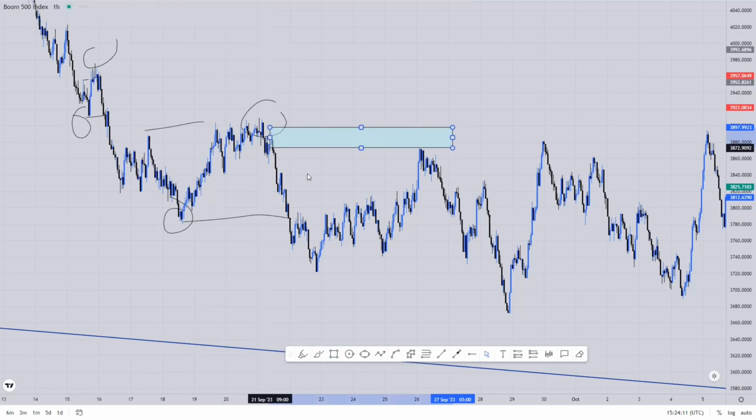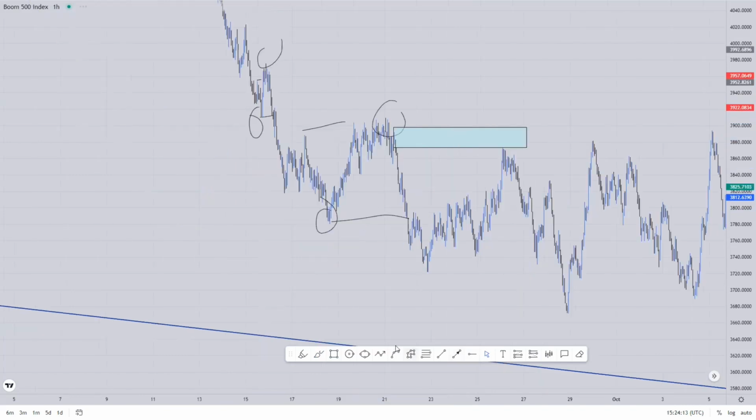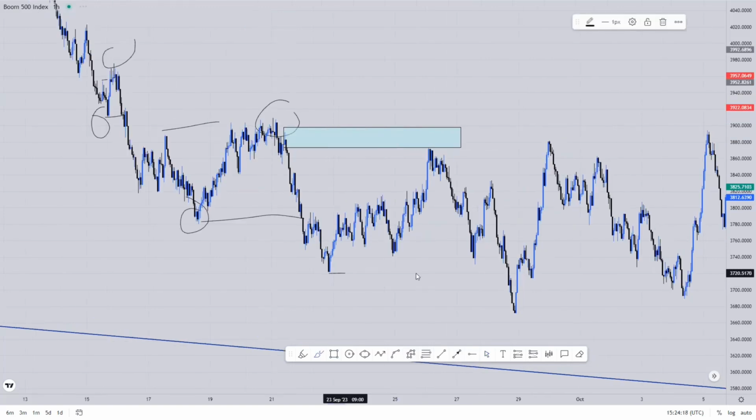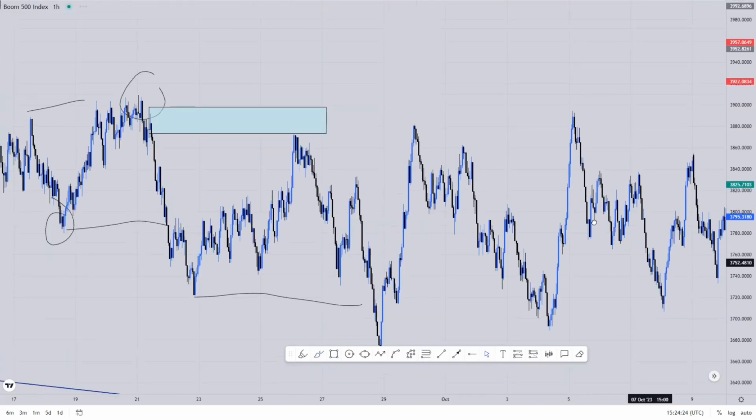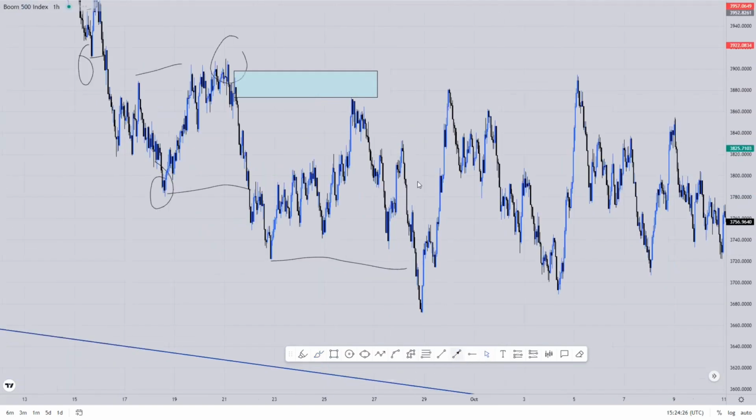But remember, this going down is simply a pullback according to the understanding that we have seen on our higher time frame there. From this supply, you would have taken your sells there, targeted this low, like that. After that, this is where the change started.